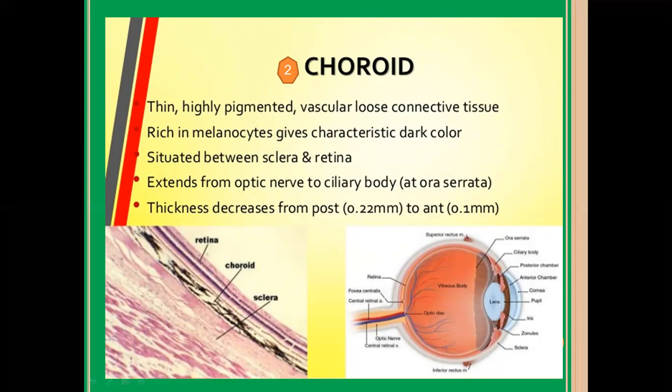Now, what about the choroid? It is a thin, highly pigmented vascular loose connective tissue, and it gives the eye most of its dark color. Why? Due to being rich in melanocytes. In the choroid there are many melanocytes, and these melanocytes give dark color to our eye. The choroid is situated between the sclera and the retina. You can see this is the choroid, this is the retina, and this is the sclera. The sclera is the outermost layer, the choroid the middle layer, and the retina the inner layer.